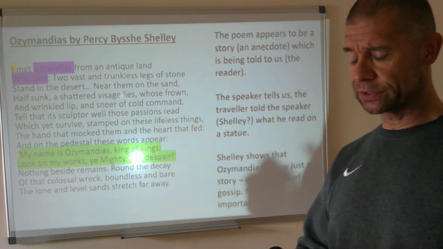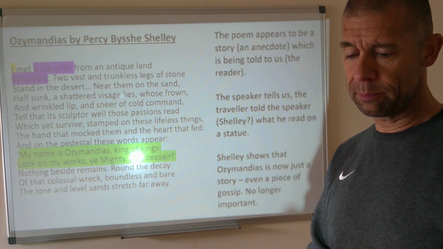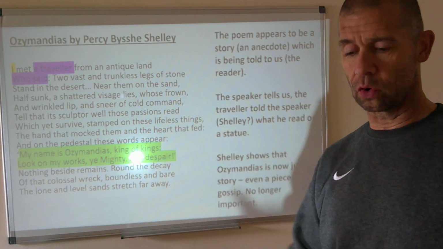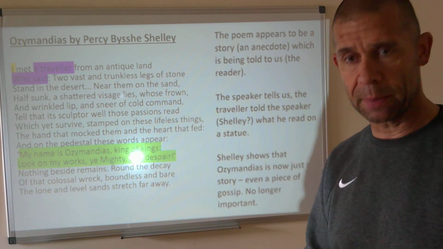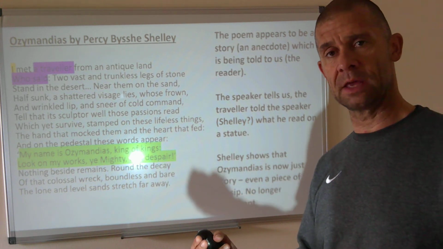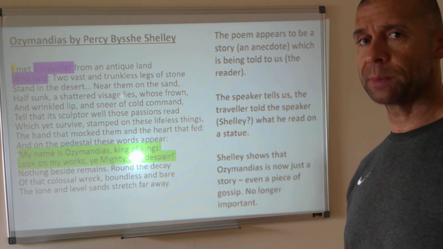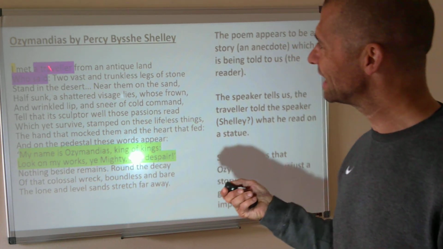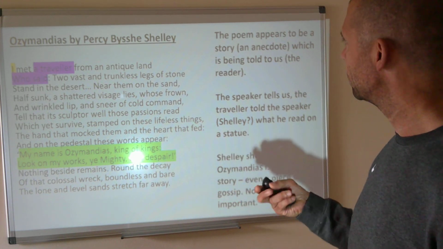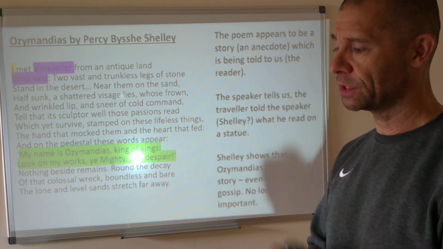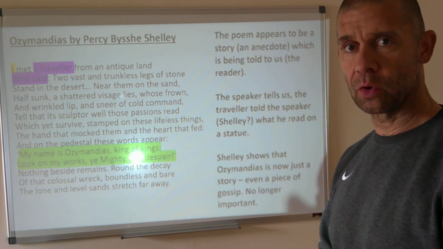So Shelley shows us that Ozymandias is no longer important. He's a story of a story of a story. He's just passed on. He's just like a bit of gossip or just an anecdote that you might tell someone over a casual chat. And he was once the most powerful man in the world. So we have this layered narrative here, this story within a story, this famous person, this great king, becoming nothing more than an anecdote.